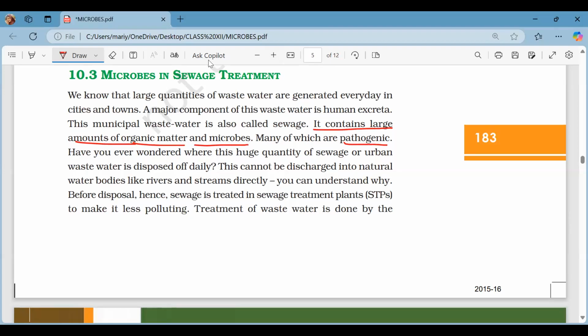So where is the sewage discharged? The sewage that is produced every single day is discharged directly into water bodies like rivers and streams. But if you think about it, it is so unhygienic and so harmful to the organisms living there, isn't it? So before disposal, before throwing it into the water bodies, the sewage must be treated. Treated meaning getting rid of the disease-causing pathogens. So it is treated in the sewage treatment plant to make it less polluted.